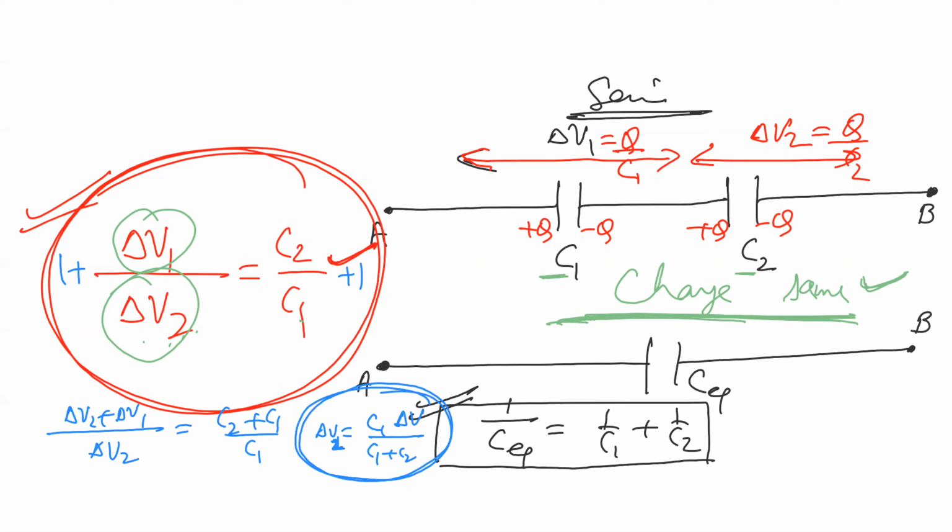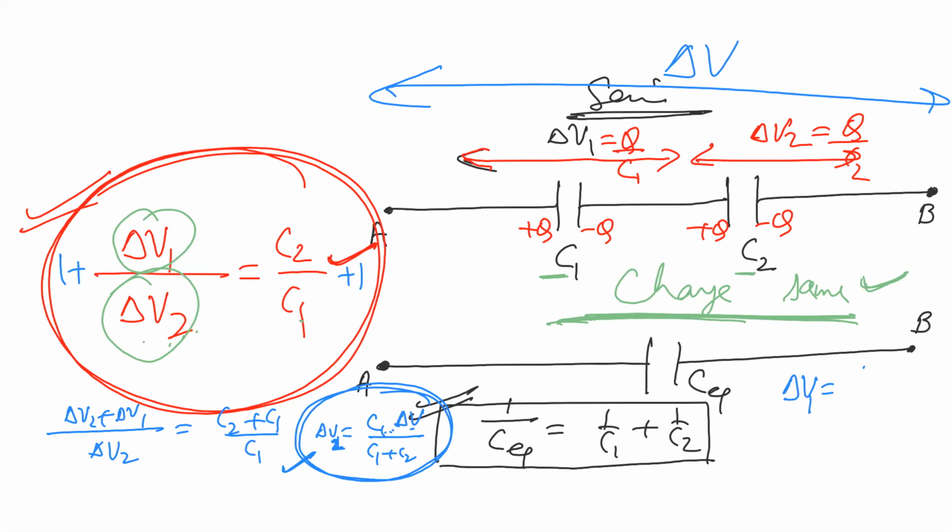So delta V2, the potential drop across the second capacitor, will be equal to C1, the first capacitance, into delta V. Total potential is delta V. Delta V1 plus delta V2 is delta V, the total potential, divided by C1 plus C2. This is the delta V2 value. Now, does anyone have any difficulty in this? Similarly, we can calculate delta V1.